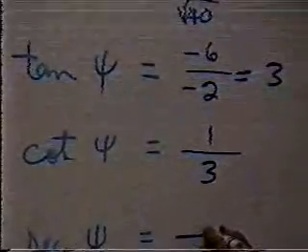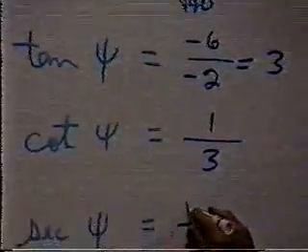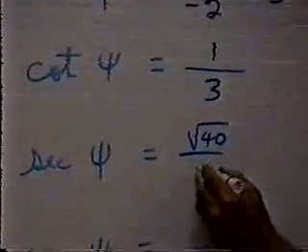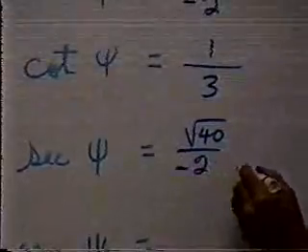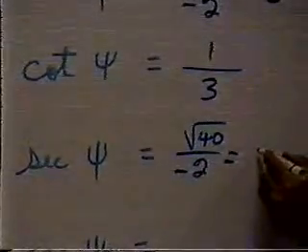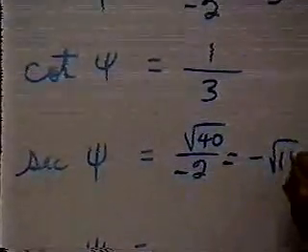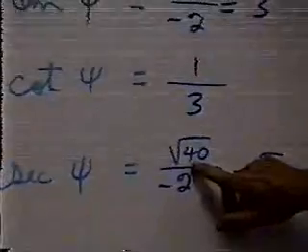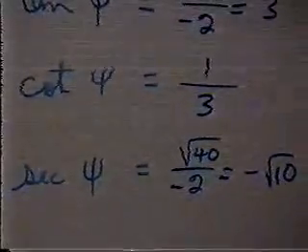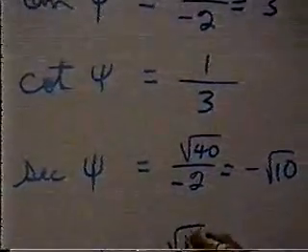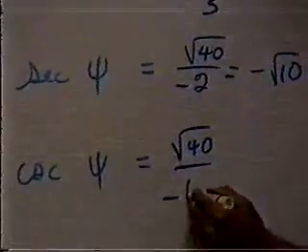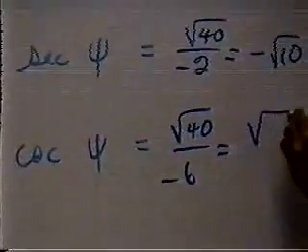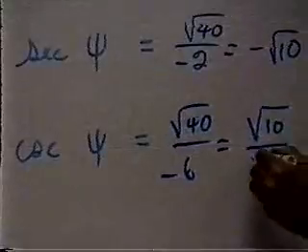Secant is r over x. R was the square root of 40 over x, which is a minus 2. Now again, simplifying here, you will end up with minus the square root of 10. Because this will be 2 times square root of 10, 2's will divide out, leaves you square root of 10. Cosecant. Cosecant is square root of 40 over minus 6. So that's going to look like the square root of 10 over 3, negative.